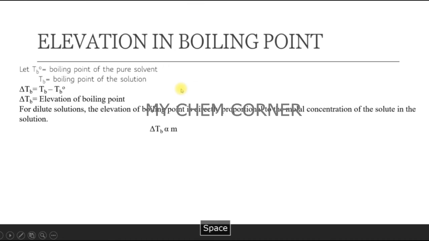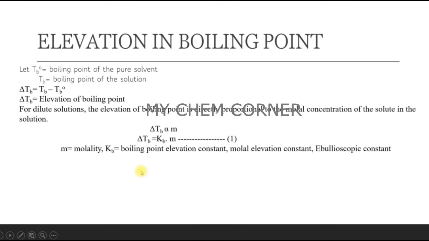Okay, now when we tell that one, we can write it mathematically as the elevation of boiling point directly proportional to molar concentration. Now to remove that proportional, we write out Kb as a constant here, and that is denoted as equation 1. Now what is that Kb? Kb is nothing but boiling point elevation constant, or it can be called the molal elevation constant, or the ebullioscopic constant, any one term.